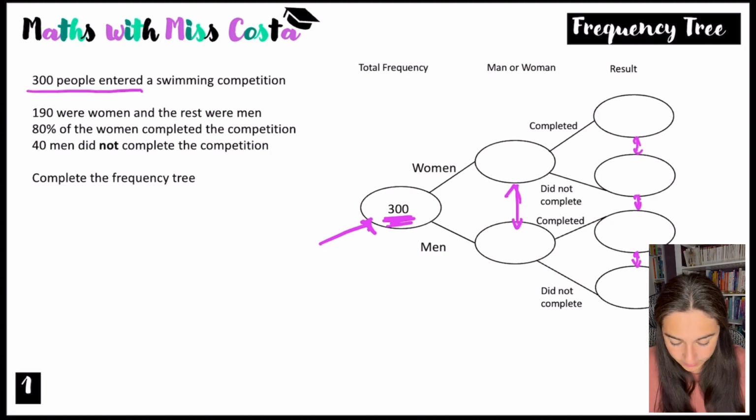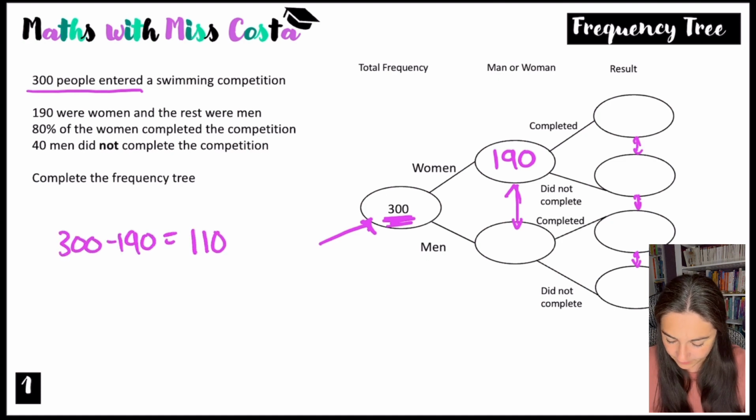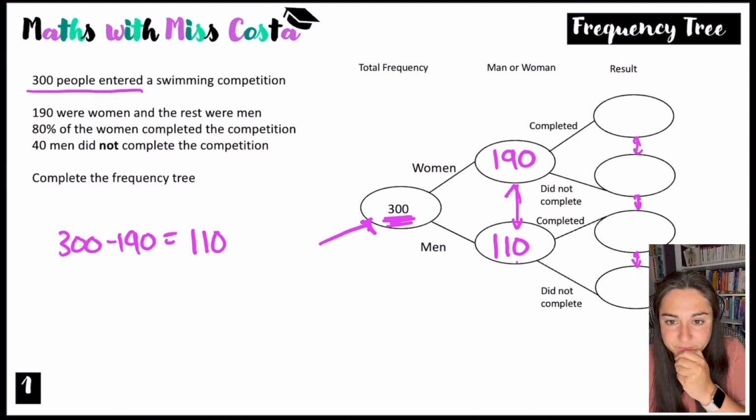So 300 people were entered in a swimming competition. 190 were women and the rest were men. So I know I can write 190 here because 190 were women. The rest were men. Well, 300 take away 190 is 110. So that must mean that 110 were men, because these 2 little bubbles need to add to make 300, which is the total.